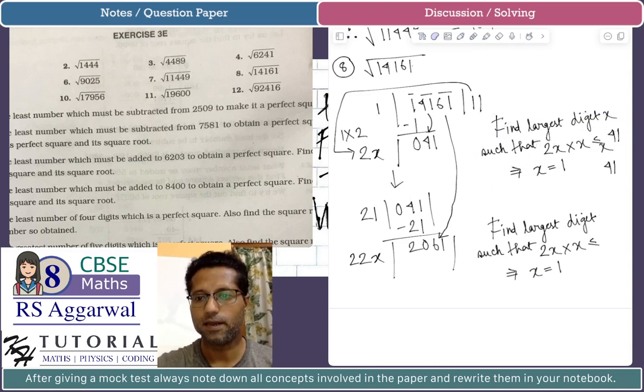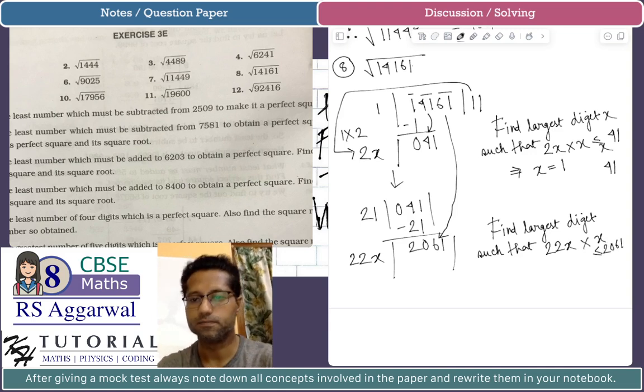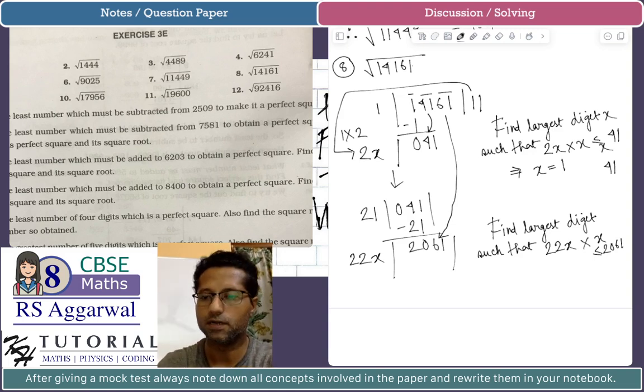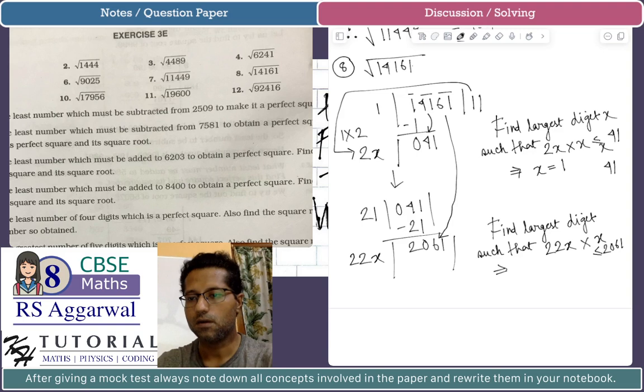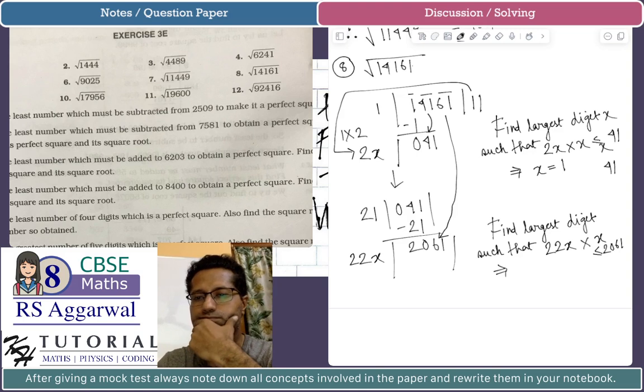Find digit x such that 22x, this 3-digit number 22x where x is a digit, multiplied by that digit x should be less than or equal to 2061. Now what can x be? Can it be 4? Yeah, it can be 4.